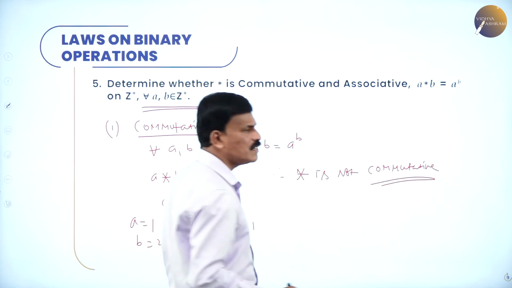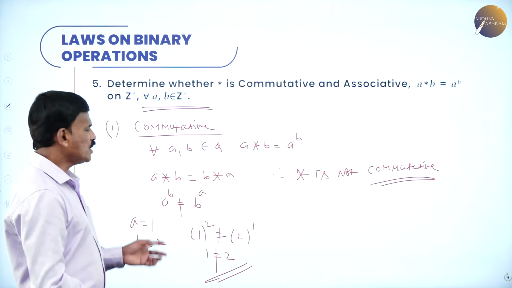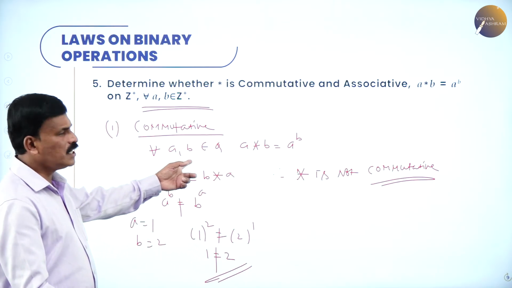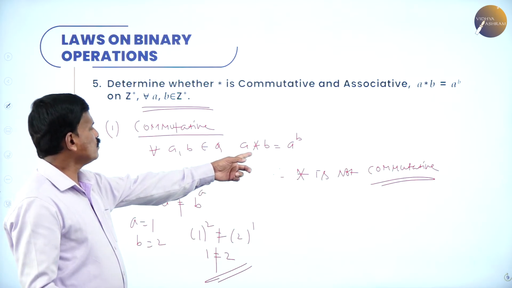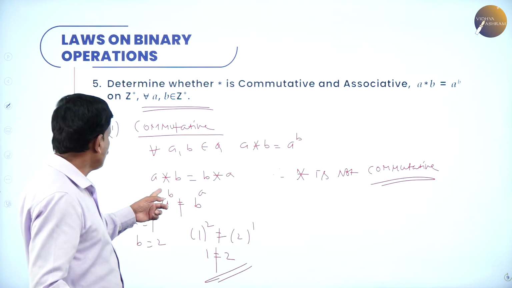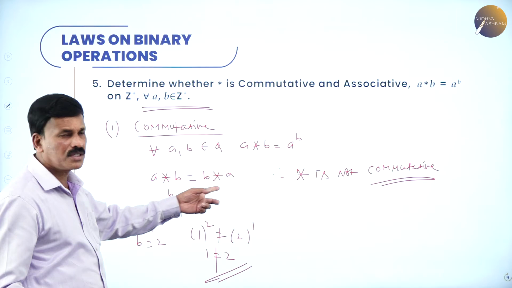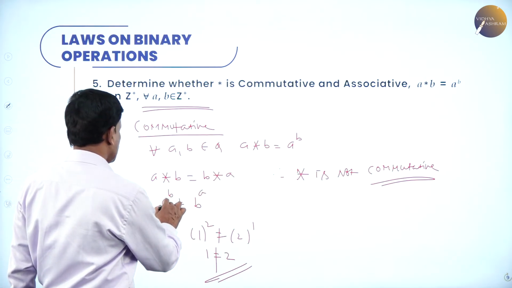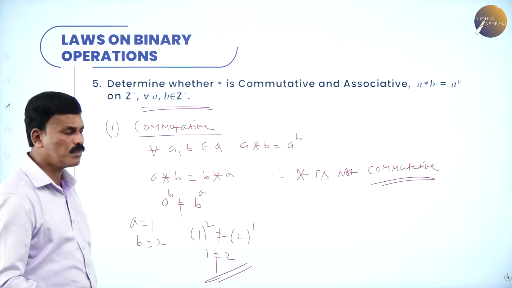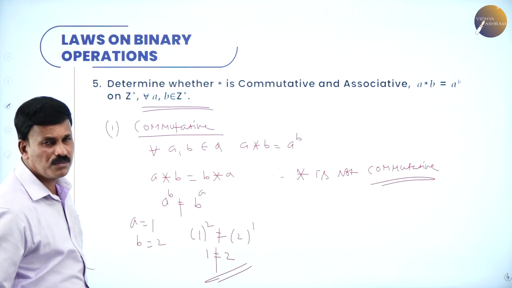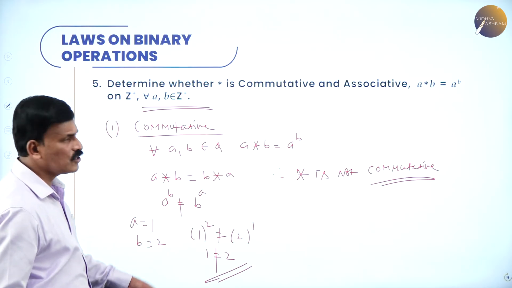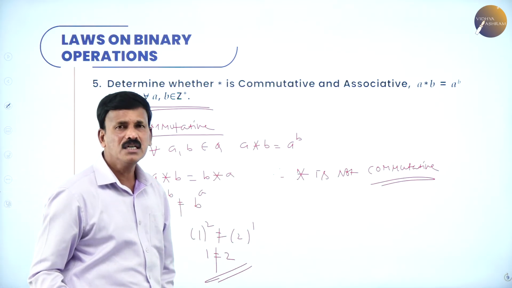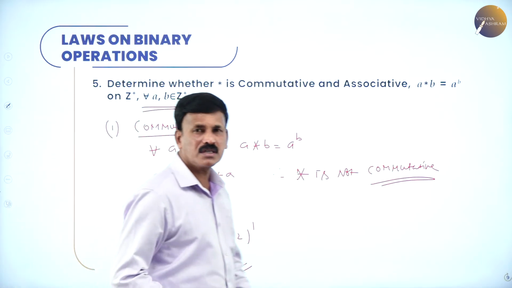Star is not commutative because A to the power of B is not equal to B to the power of A. Listen, for all A, B belongs to Z plus, A star B is equal to A to the power of B. Therefore, A star B is equal to B star A implies A power B is equal to B power A, which is not possible. If I take A is equal to 1, B is equal to 2, 1 square is not equal to 2 to the power of 1. 1 is not equal to 2. Therefore, star is not commutative.